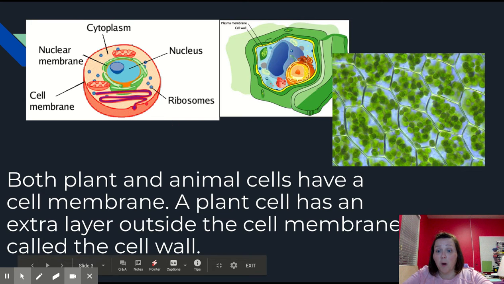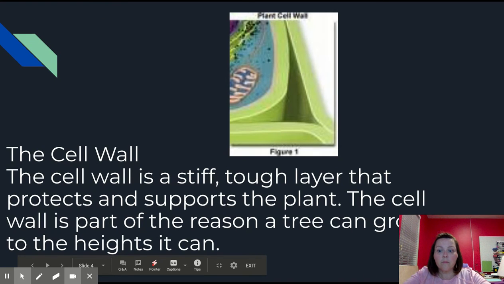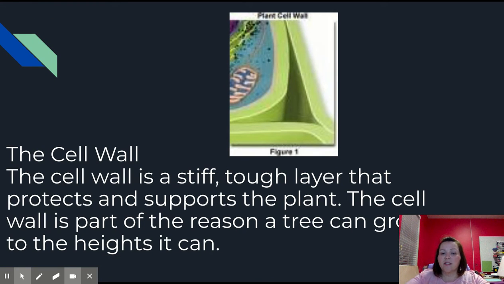This orange part right here is the cell membrane. This yellow is the cell membrane, and the green outer layer is the cell wall. The cell wall is a stiff, tough layer that protects and supports the plant. The cell wall is part of the reason a tree can grow to the heights it can.